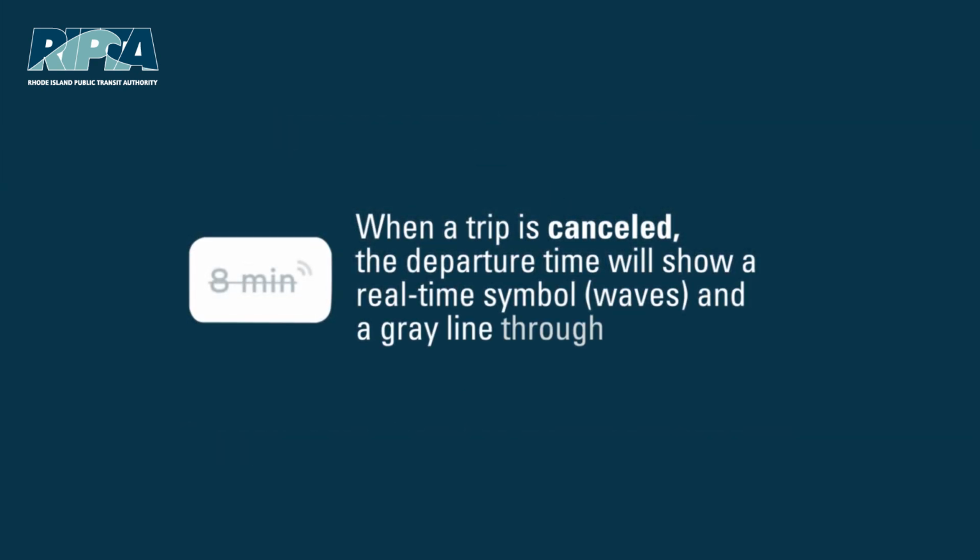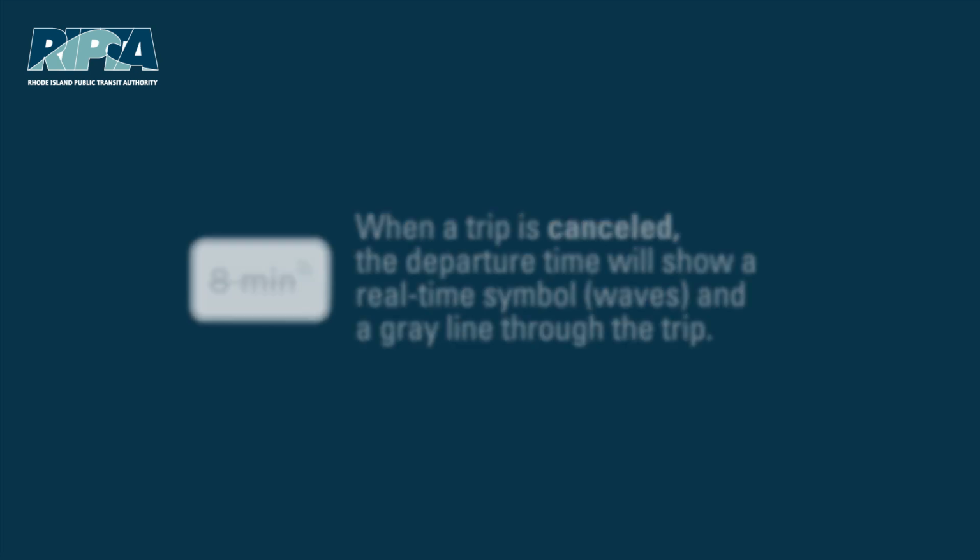Blurred crossfade transition to a gray time with a radio waves icon crossed out. This is on the left side of the frame. To the right of this, text reads, "When a trip is canceled, the departure time will show a real-time symbol, waves, and a gray line through the trip."